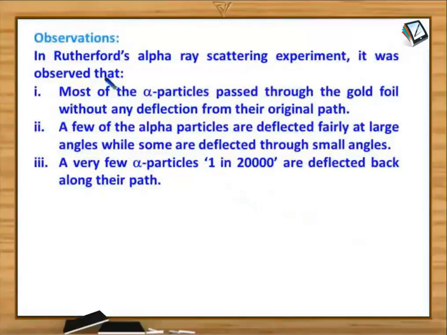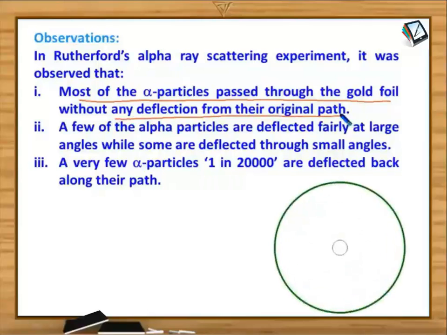And what are the observations? In Rutherford's alpha ray scattering experiment, it was observed that most of the alpha particles passed through the gold foil without any deflection from their original path. It's like this. Is it clear?